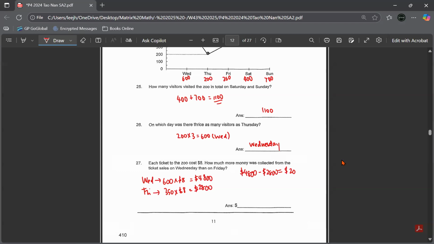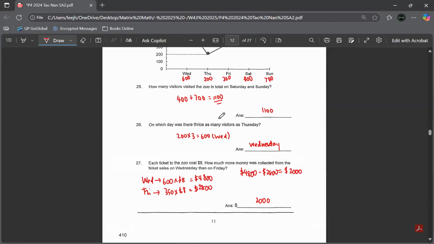So you just take 4800 minus 2800. Your answer is $2,000. Some of you actually find the difference between Wednesday and Friday first, and after that you times 8. You also get the same answer. So the answer is 2000. No need to write the dollar sign because it is written for you. So just write 2000 there.